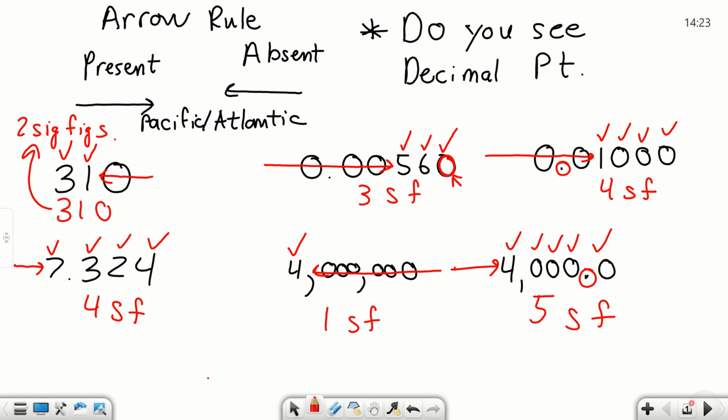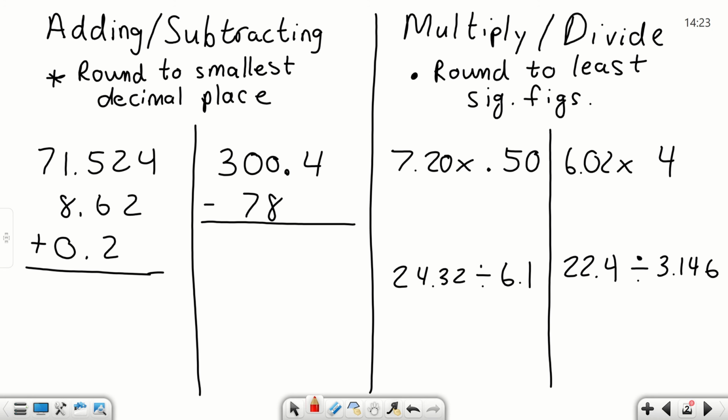Sorry. Here we go. But one thing we'll definitely have to use is it's going to show up in our math. So it depends on whether you're adding or subtracting or multiplying and dividing in terms of how you're going to figure out your significant figures. And you're rounding. Part of the significant figure stuff is that you're rounding to the correct digit. So for adding and subtracting, the rule is you basically just round to the smallest decimal place that you see present.